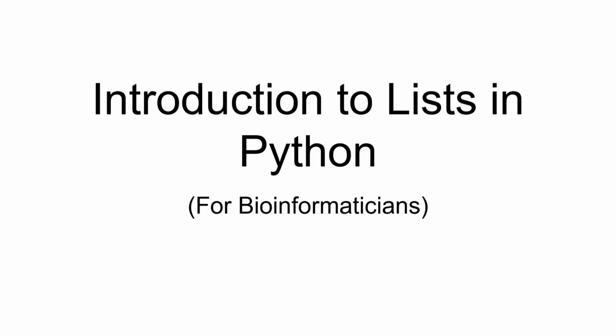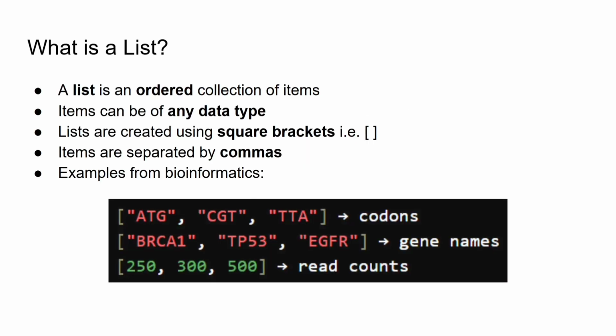Hello everyone. Today we are going to explore another fundamental data type in Python, the list. If strings were like DNA sequences, then lists are like a collection of many DNA sequences or codons or gene IDs grouped together. A list is basically an ordered collection of items. They are created by using square brackets. Unlike strings, which only hold characters, lists can hold anything: DNA sequences, numbers, or even a mix of both.